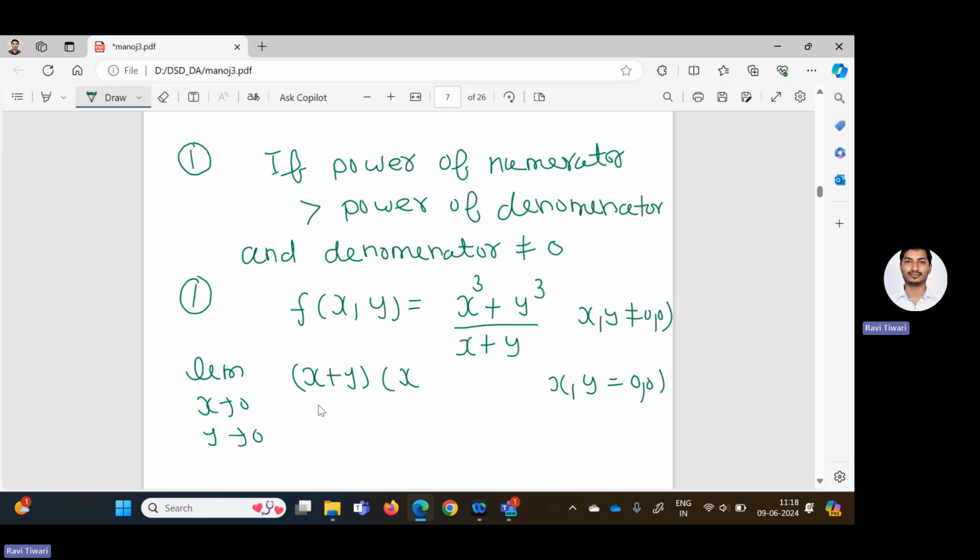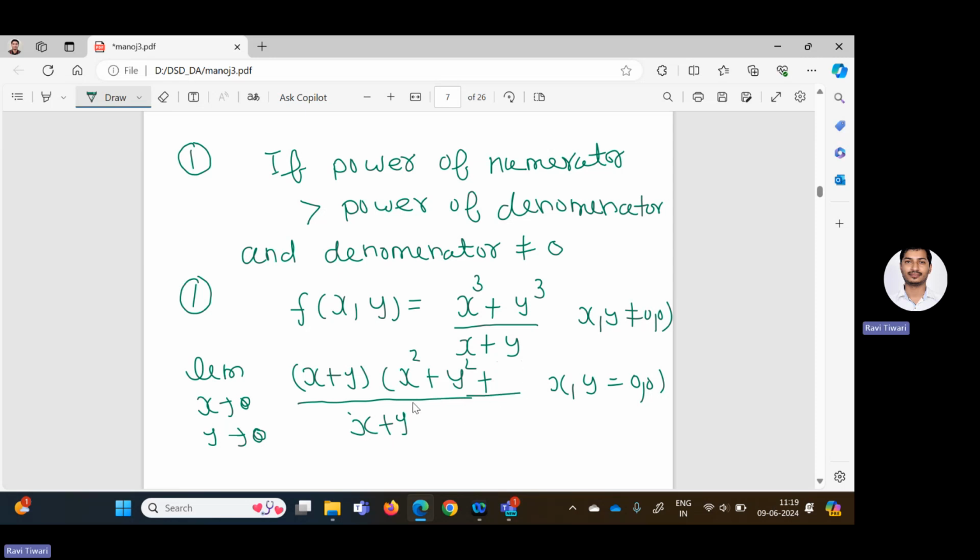So this approach is also incorrect, because x is tending to 0 and y is tending to 0, so you are cancelling out 0 by 0. If you write the formula, you can verify whether this is correct or not: a cube plus b cube equals a plus b in one bracket times a square minus ab plus b square in the other, divided by x plus y. I am just giving you a rough idea, and you can verify the a cube plus b cube formula yourself.